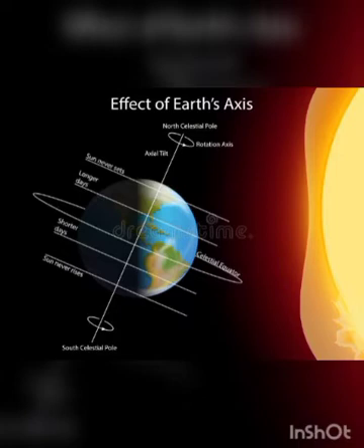The change in seasons from summer to winter and then back from winter to summer happens because of two reasons. What are the two reasons? The first reason is the tilt of the Earth's axis. Second one, the orbit of the Earth around the Sun. Can you understand? Okay.